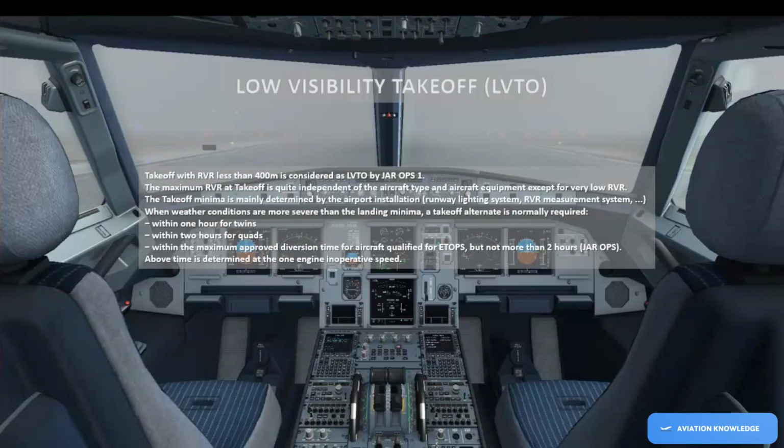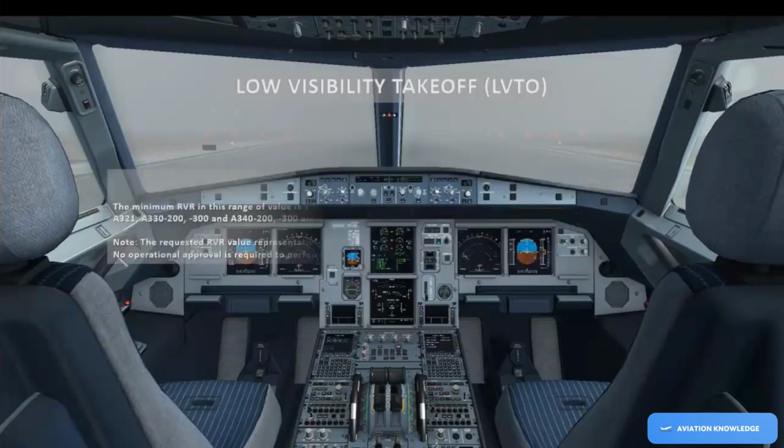When weather conditions are more severe than the landing minima, a takeoff alternate is normally required: within 1 hour for twins, within 2 hours for quads, and within the maximum approved diversion time for aircraft qualified for ETOPS, but not more than 2 hours, JAR OPS. The above time is determined at the one engine inoperative speed.